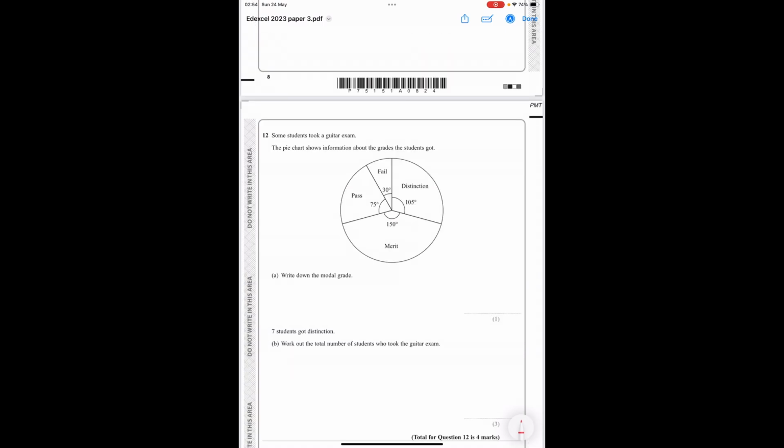Question 12. Some students took a guitar exam. The pie chart shows the information on the grades the students get. Write down the modal grade. So the mode is the one that appears the most, so that is a merit.